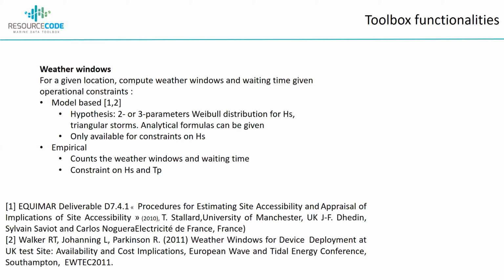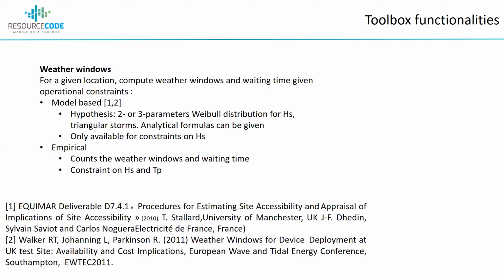This approach only allows a constraint on HS. So we will also provide empirical estimates of weather window and waiting time. You take your time series and compute the time where you are below your constraint, and the waiting time to obtain the constraint.